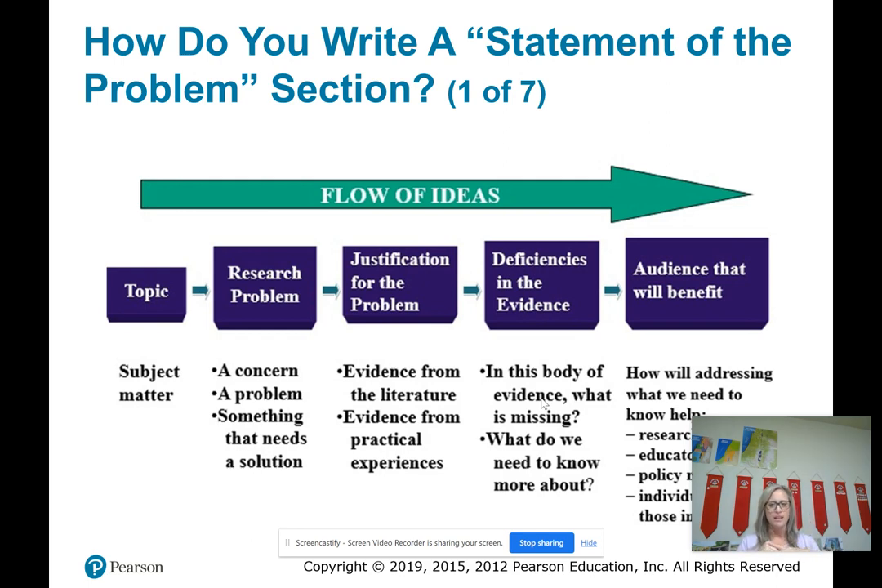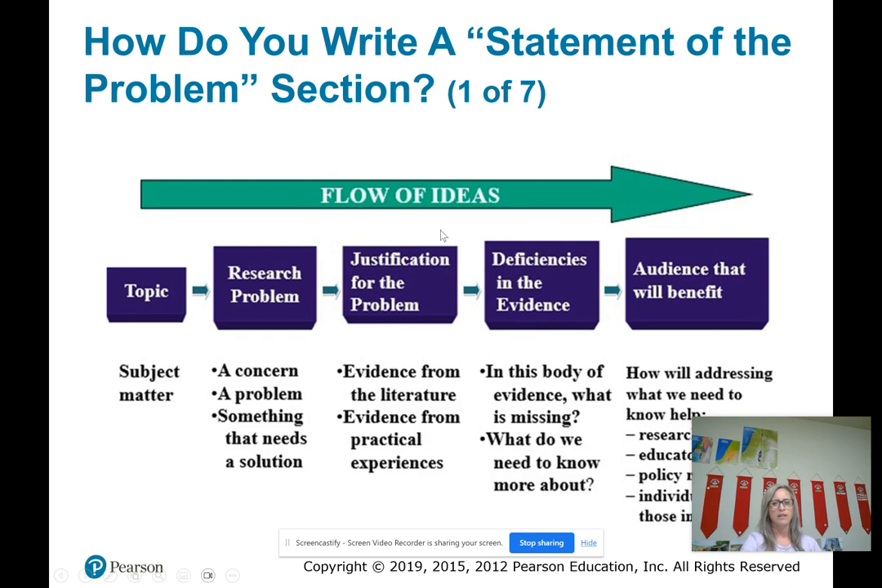Okay, the last one is your audience. So who's going to benefit from this research study? Okay, so you're going to explain who those people are. A lot of times those people are researchers like yourself, educators like yourself, policymakers maybe like yourself, and just individuals of those that are actually in the study. They're going to benefit from it as well.